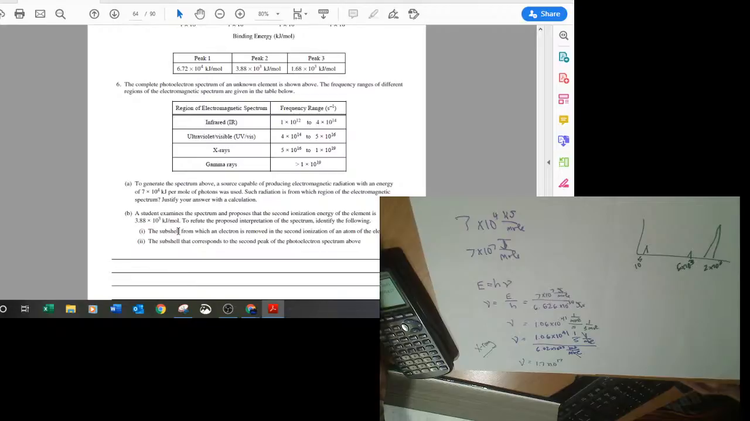it asks the following: to refute. They're telling you right now with their words, to refute, they're saying it's wrong. They're telling you flat out it's wrong. If they use the word to refute, they're saying show why he's wrong. So the subshell from which the electron is removed in the second ionization of an atom, and the subshell that corresponds to the second peak in the photoelectron spectrum.